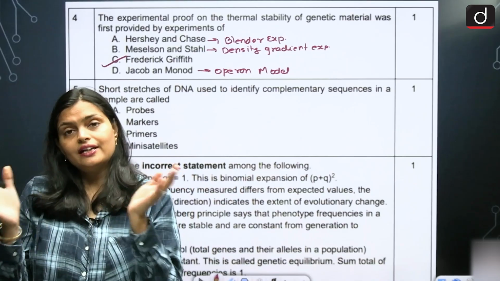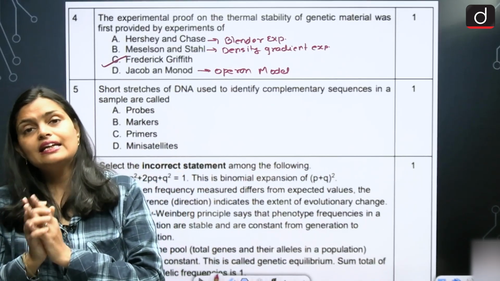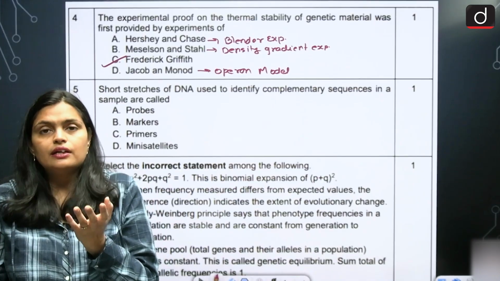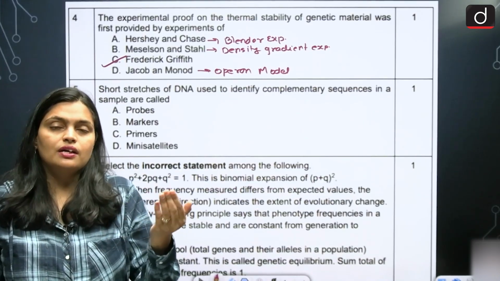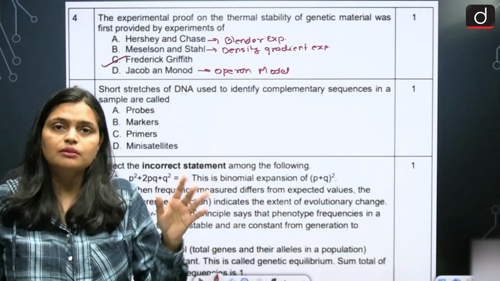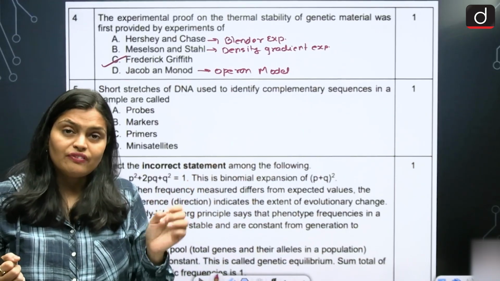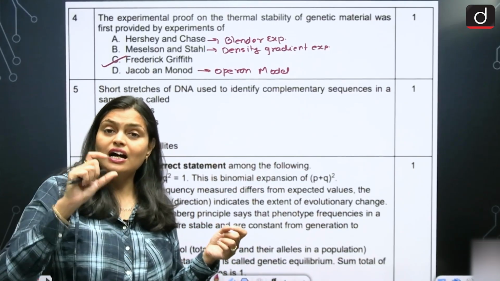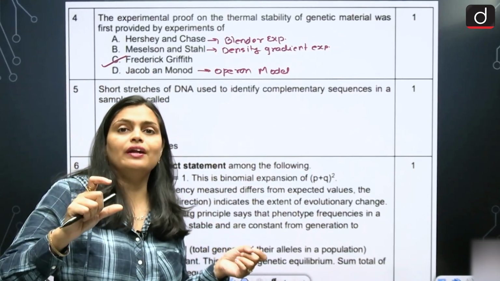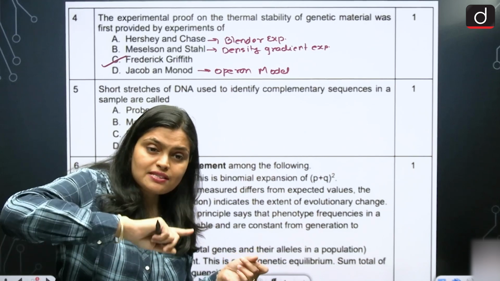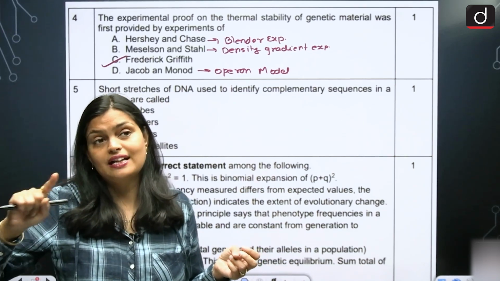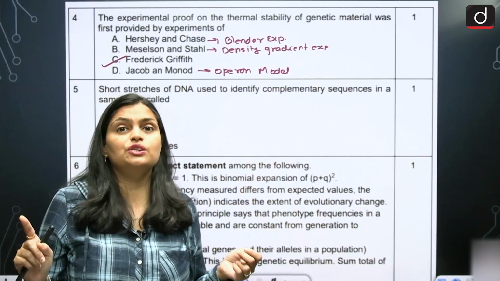So what he did, he mixed both of them and then injected into the mouse. According to this, it should be alive, but the mouse dies. And when he took the blood sample, he found that now the R strains become virulent. Why? Because the S strain genetic material enters into the R strain. That means the transformation takes place.